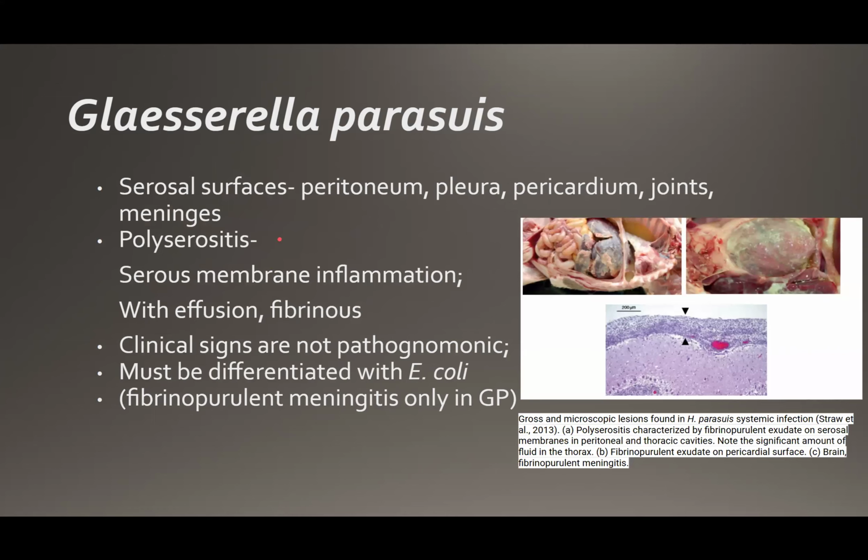One characteristic of Glaesserella is that it will produce serous to fibrinous effusions on the serosal surfaces. And so we can see this yellowish exudate on the peritoneum, pleura, pericardium, so on the heart, in the joints, and then in the meninges. So that's why we see the meningoencephalitis. This is called polyserositis, and it is serous membrane inflammation with effusion, which is fibrinous.